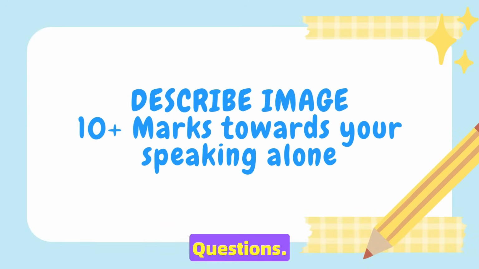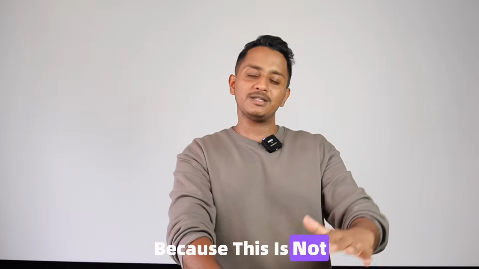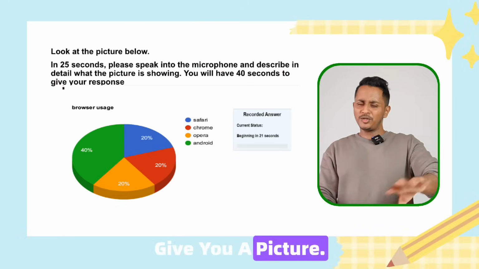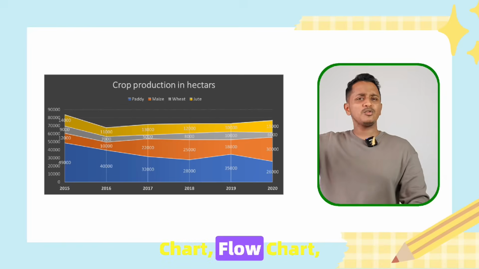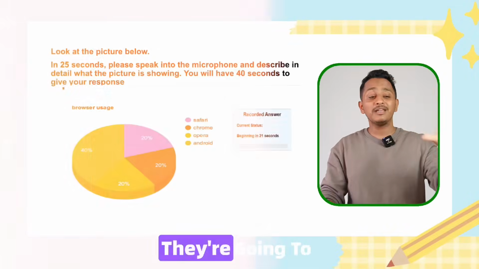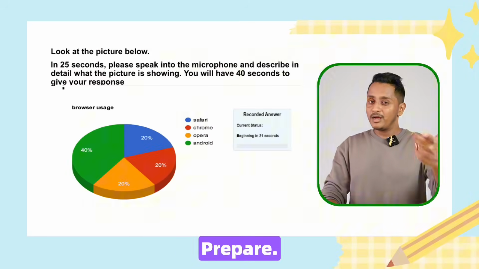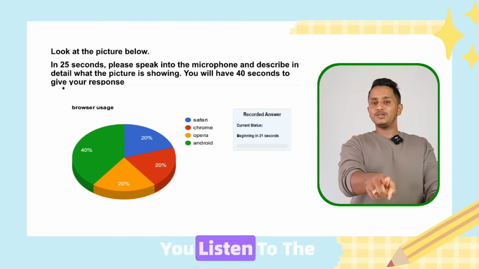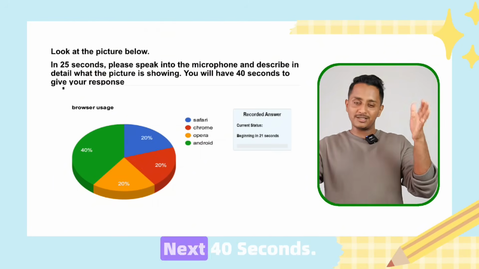Remember it. Next we move on to describe image. This is the third section where you get 4 to 6 questions and it contributes some 10 plus marks towards your speaking alone, because this is not an integrated section. They're gonna give you a picture. It could be bar graph, line graph, pie chart, flow chart, process diagram, maps, or just a picture of a building. Could be anything. They're gonna give you 25 seconds to prepare, and once 25 seconds is done, you listen to the beep sound. You should start speaking for the next 40 seconds.